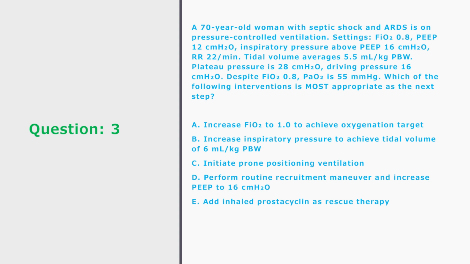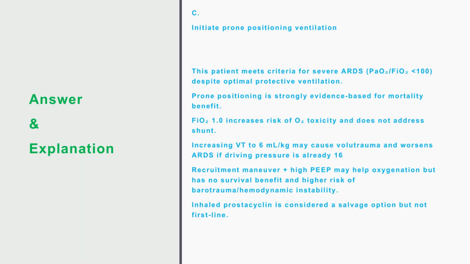A. Increase FiO2 to 1 to achieve oxygenation target. B. Increase inspiratory pressure to achieve tidal volume of 6 milliliters per kg predicted body weight. C. Initiate prone positioning ventilation. D. Perform routine recruitment maneuver and increase PEEP to 16 centimeters of water. E. Add inhaled prostacyclin as rescue therapy. Correct answer is C. Initiate prone positioning ventilation.